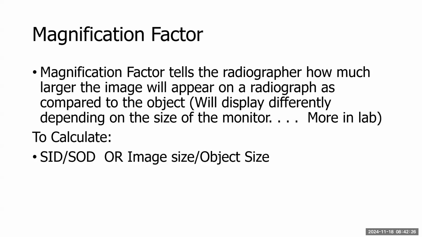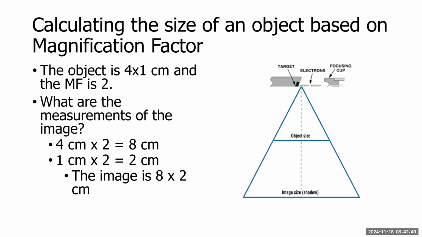We're going to actually do an activity in lab this week that will hopefully help us understand that. If you're trying to calculate magnification factor, you can just put SID over SOD or image size over object size. It depends on what information you're given. We are typically going to be using SID over SOD because that's really easy, right? You're going to be given your SID, and either your OID so you can calculate SOD, or given SOD. So it's a real easy calculation.